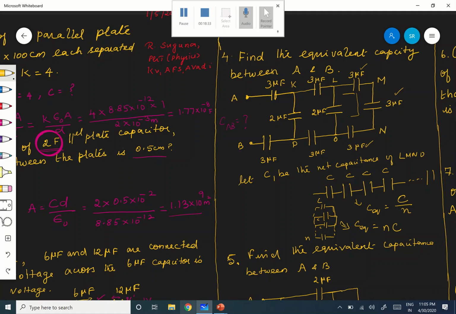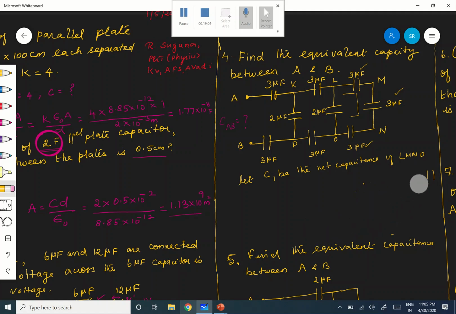Hope you are following. Why? If they are connected in series, the net capacitance will be less than the least capacitance of the combination. Therefore, series means net capacitance will decrease. Parallel means net capacitance will increase definitely. Therefore, here it is n into C. Are you following? Now we will apply this here, so it will be easy for you to calculate.